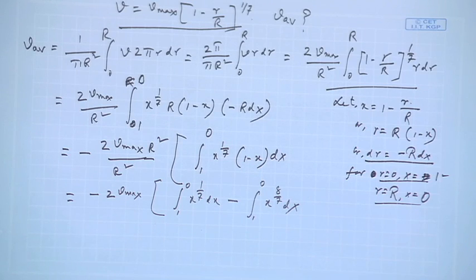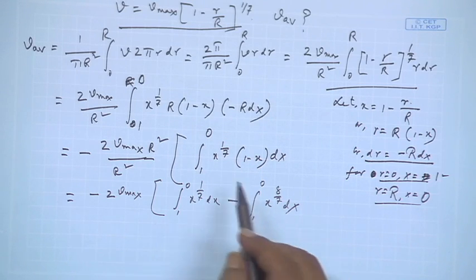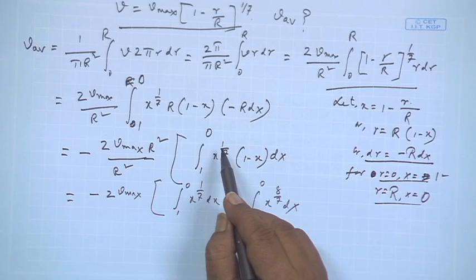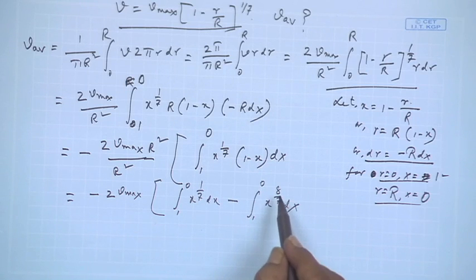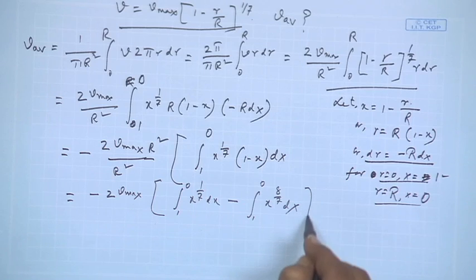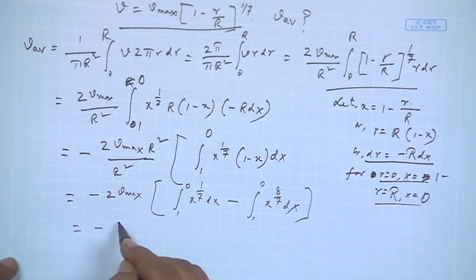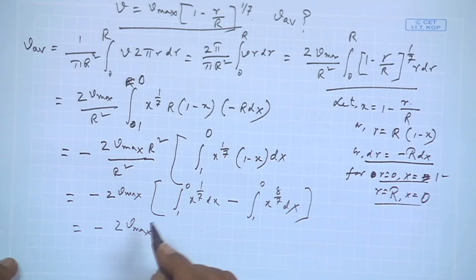So, it is 8 by 7 times x to the power 1 by 7 into 1, that is 7 plus 1, 8 by 7. So, x to the power 8 by 7 dx, from 1 to 0. Now, this we can rewrite to be minus 2 V max.